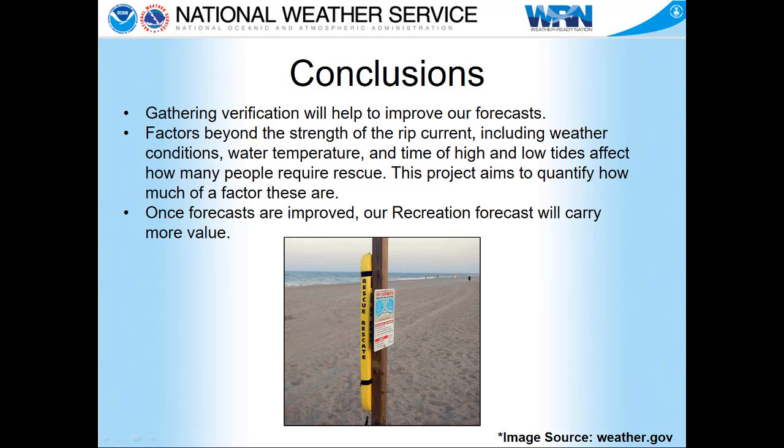And then once we can help improve our forecast and have a better understanding of what it translates to on the beach, it will improve our recreation forecast, which will then be more valuable to the public in general.